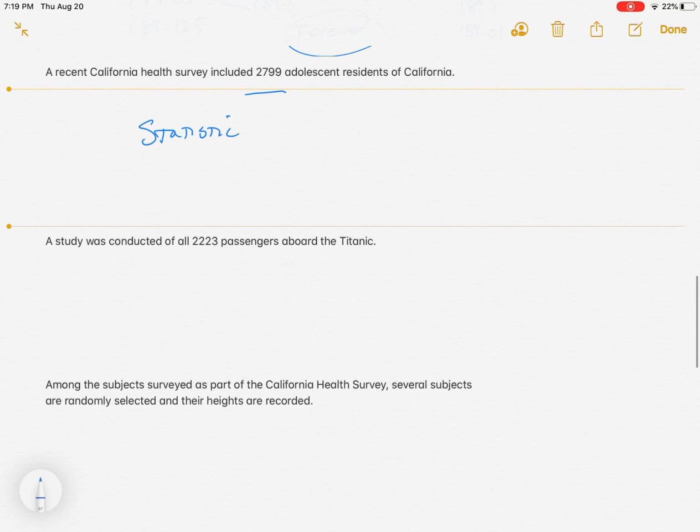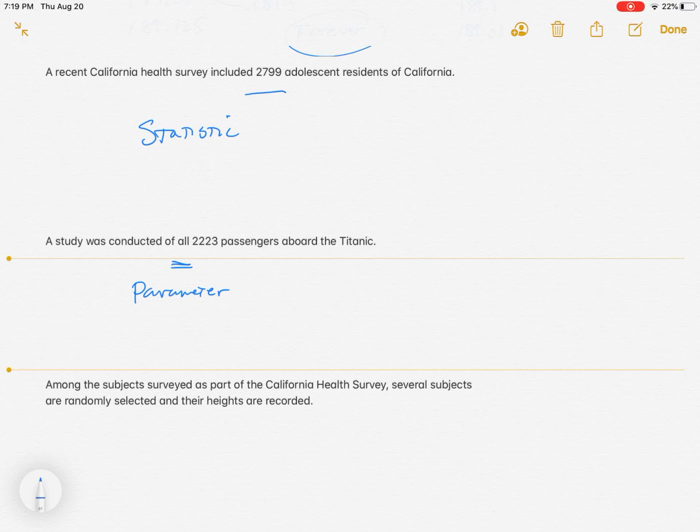If I read the next one, a study was conducted of all 2,223 passengers aboard the Titanic. If they get any numerical measurement from that, that is going to be a parameter. How is it a parameter? They talk to all the passengers. So if you're looking at everybody, that's a parameter. If you're looking at part of it, that is a statistic.